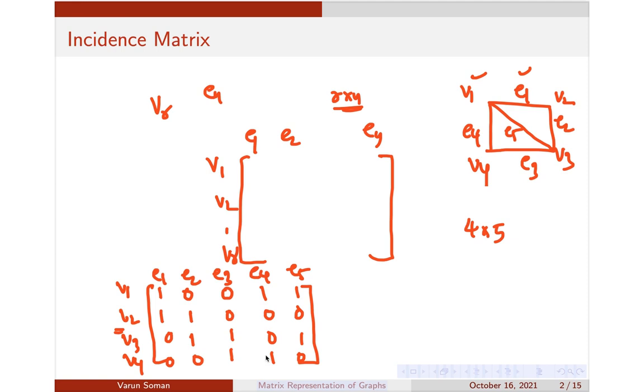It's a very simple thing. Just look at the graph, and for each edge which is incident at the vertex Vi, just put 1 in that cell. If it is not incident, you will put 0 there. This is called the incidence matrix. You can make some observations here. For each column you will have exactly two ones, because an edge is incident at exactly two vertices.